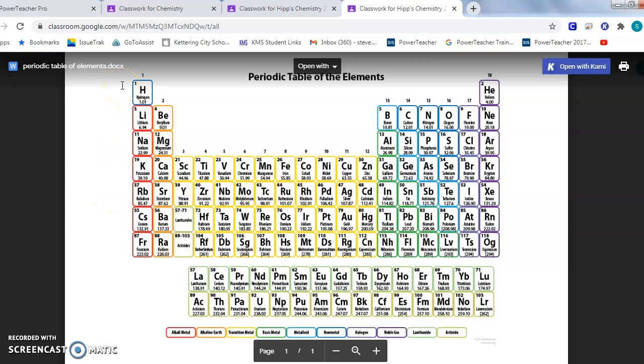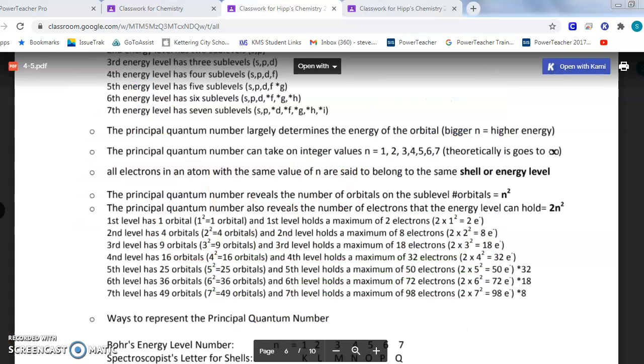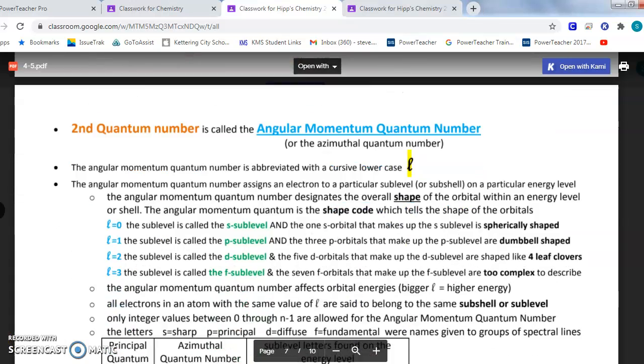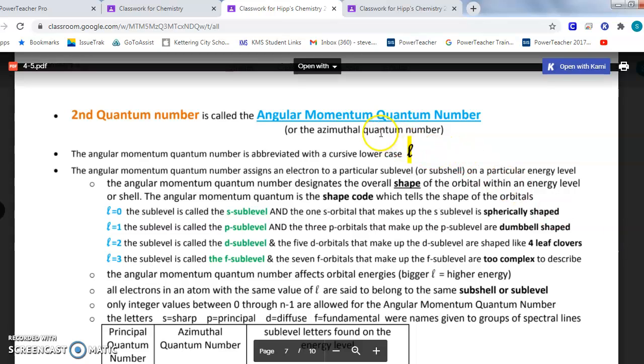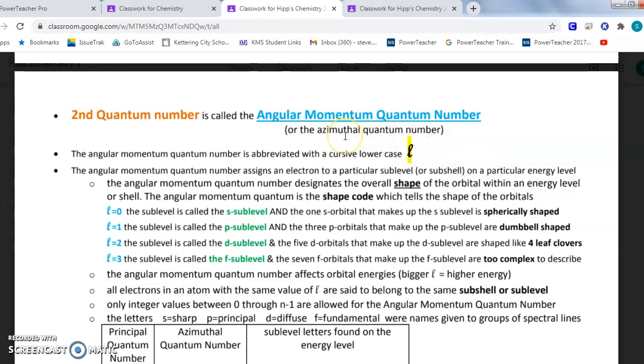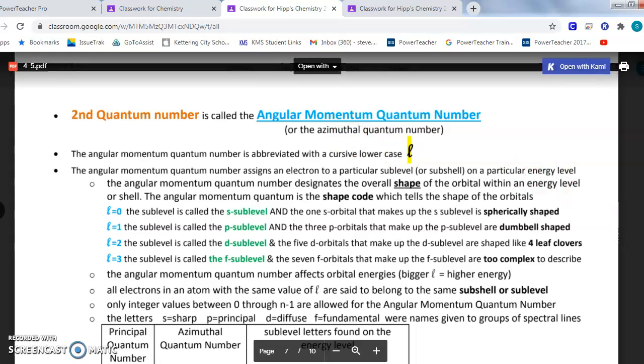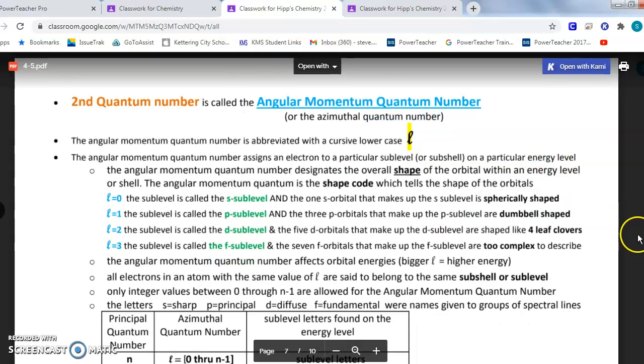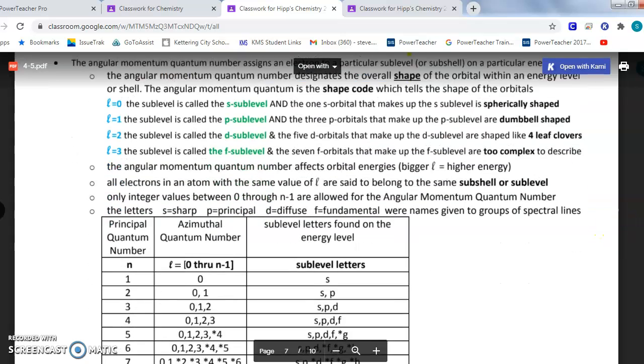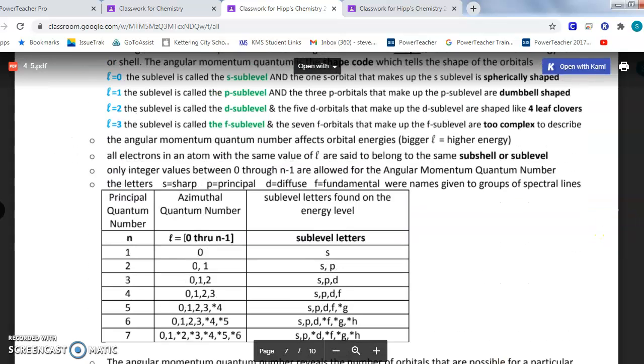That is the representation of Bohr's n, which is also the first quantum number in Schrodinger's quantum mechanical model. Now let's start moving on to the second quantum number, which we call the angular momentum quantum number, also called the azimuthal quantum number. And that's the one that's abbreviated by the cursive L. Again, the second quantum number relates to the first quantum number.